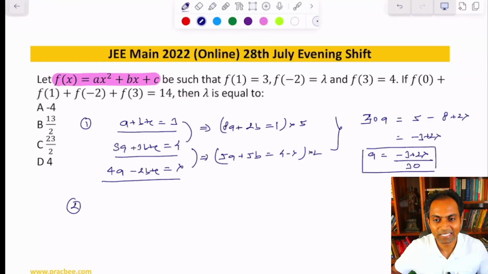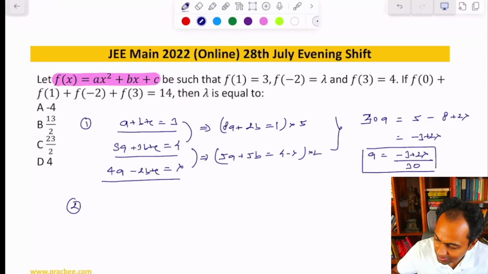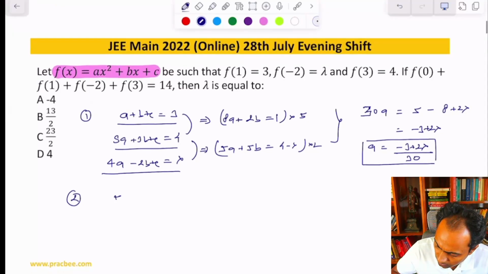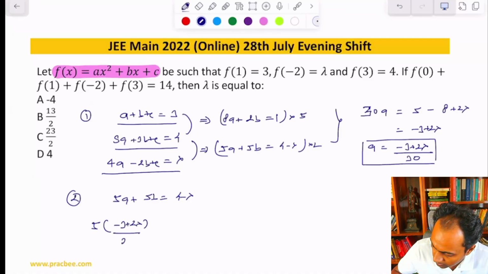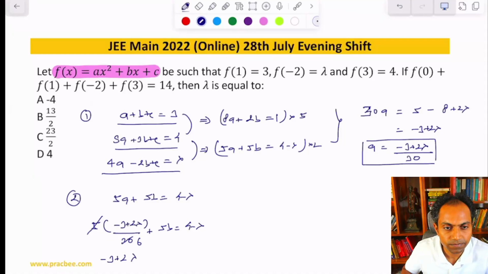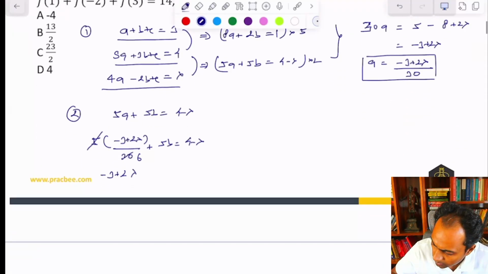Now we'll move forward and substitute the value of A in the second equation, and the third equation would be easier. So 5A plus 5B is equal to 4 minus lambda. If I put the value of A, it would be 5 times minus 3 plus 2 lambda by 30, plus 5B is equal to 4 minus lambda. If you simplify this, multiplying by 6, minus 3 plus 2 lambda plus 30B is equal to 24 minus 6 lambda.